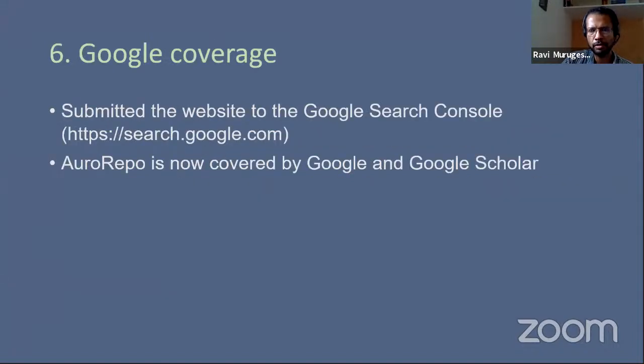Google coverage also happened without much of a hassle. I submitted the website, and it's covered by both Google and Google Scholar. I guess because it's an ePrints site, or maybe Google Scholar likes it. I didn't do much to get it indexed there, I know.